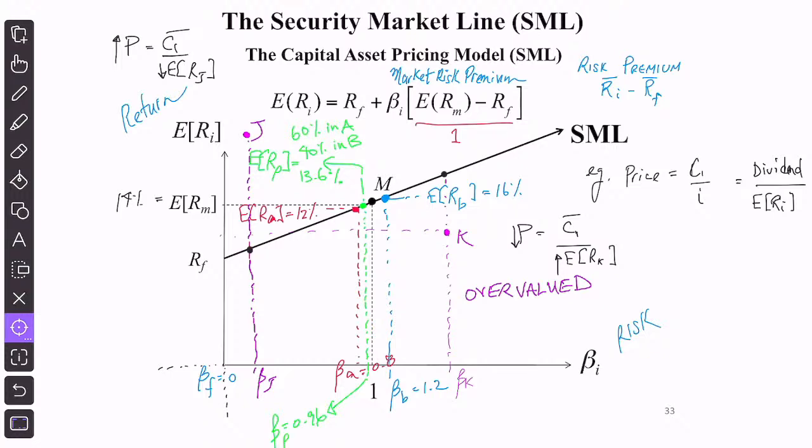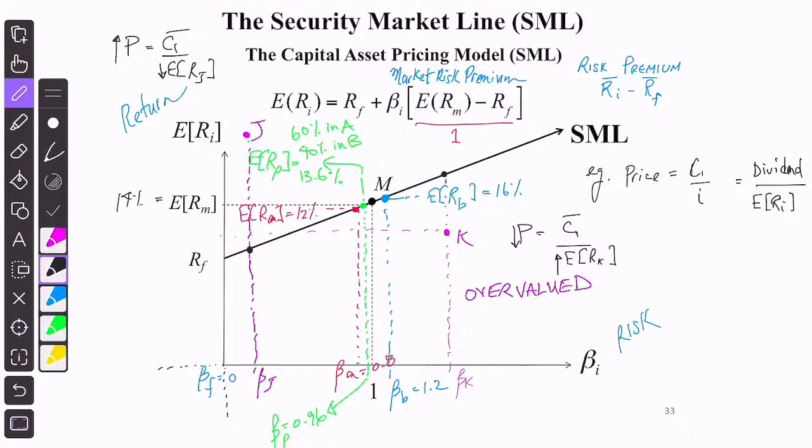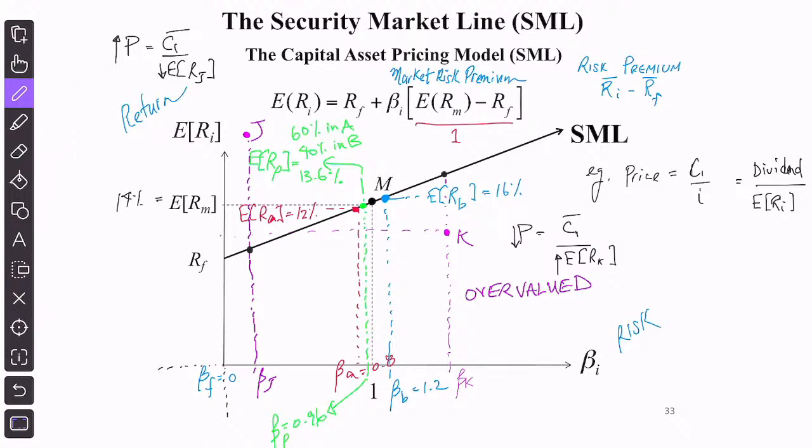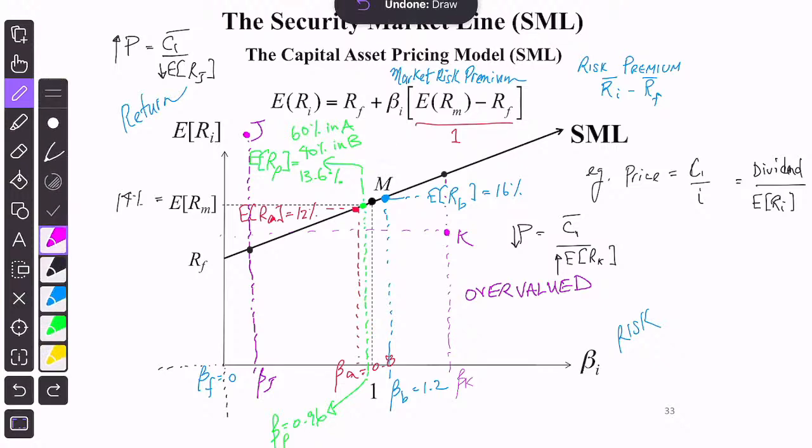So as a result, as we can see, the price is currently undervalued and it needs to rise. It will rise given the new information. And so assets above the SML, the security market line or the capital asset pricing line, we say they are currently undervalued.